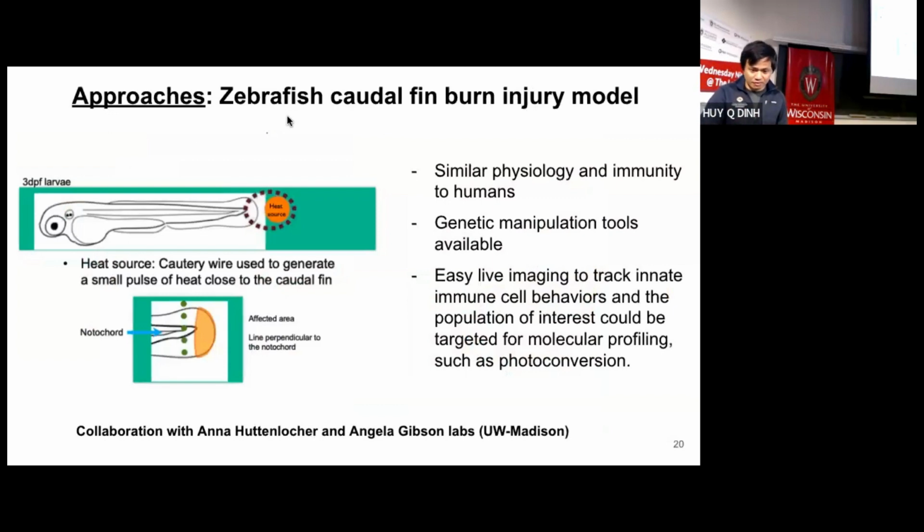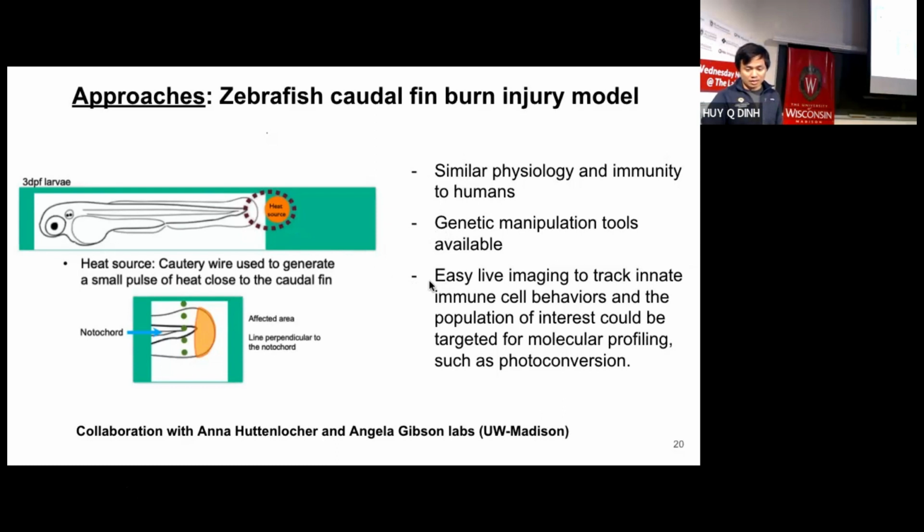We use zebrafish fin burn models, and probably I don't have to convince the audience here of the advantage of the zebrafish models. They have a very similar immunity to humans. I'm a little bit surprised by that, but there's evidence that they're similar to a greater extent than I would appreciate. They provide a genetic manipulation tool, which could help us to study mechanisms after we identify a marker or things like that.